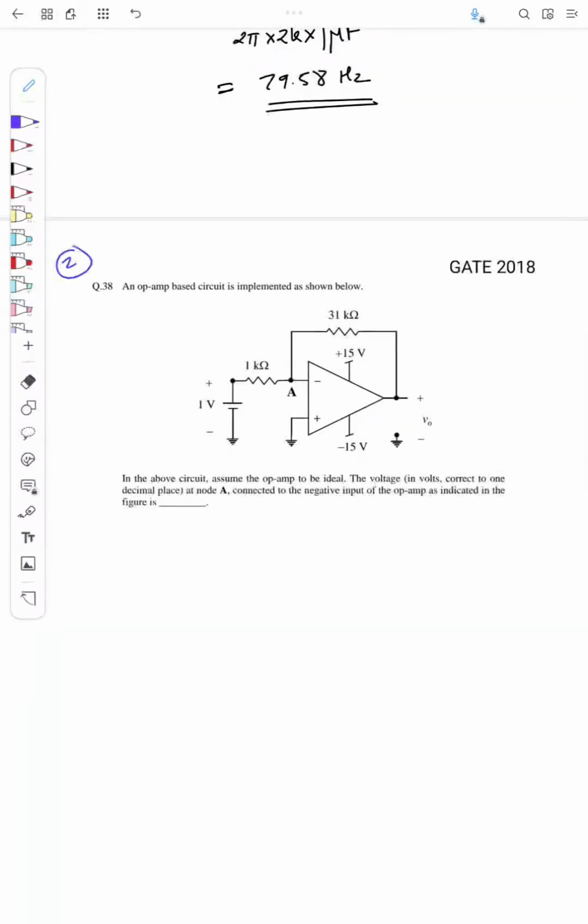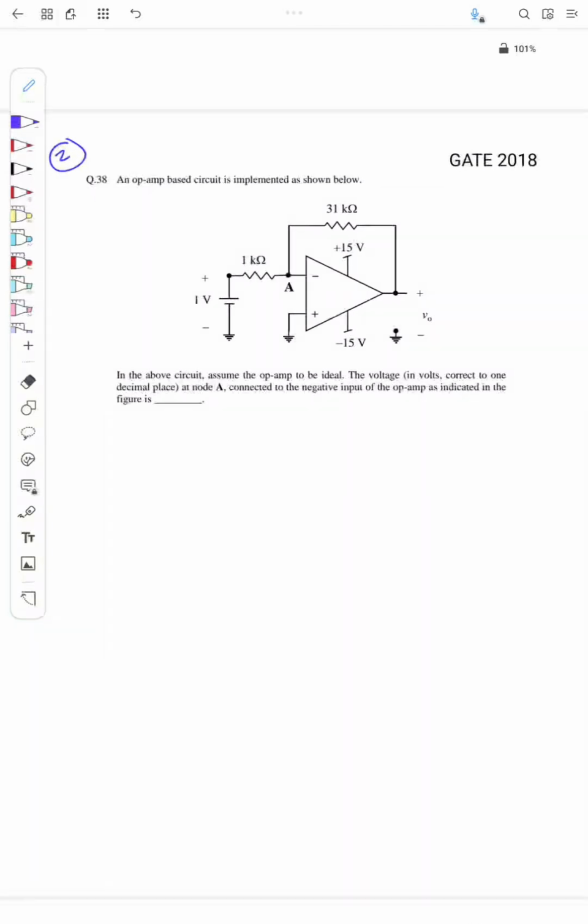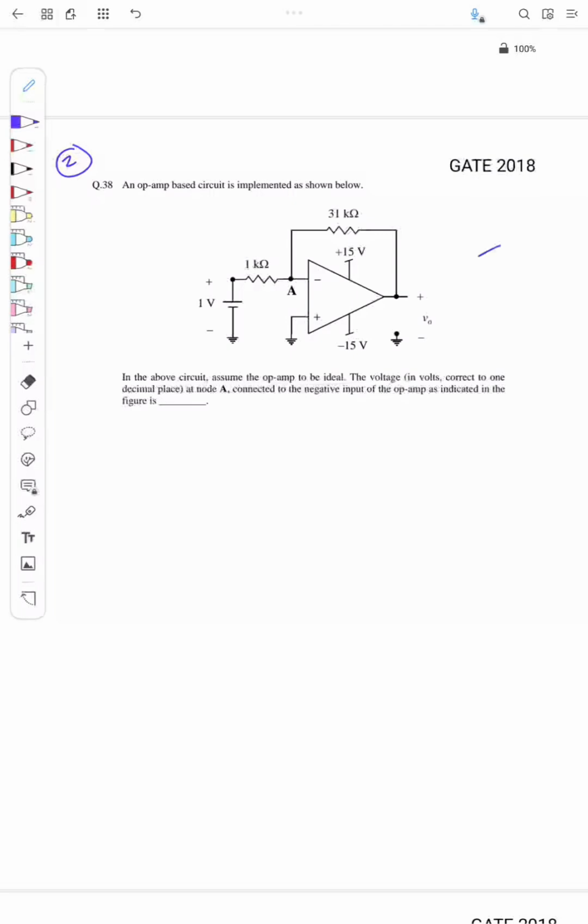Now let us see the second one. This is from GATE 2018. The question is, an op-amp based circuit is implemented as shown below. So this is the circuit, and in the above circuit, assume the op-amp to be ideal. The voltage in volts, correct to 1 decimal place, at the node A, that is this node connected to the negative input of the op-amp as indicated in the figure, is.